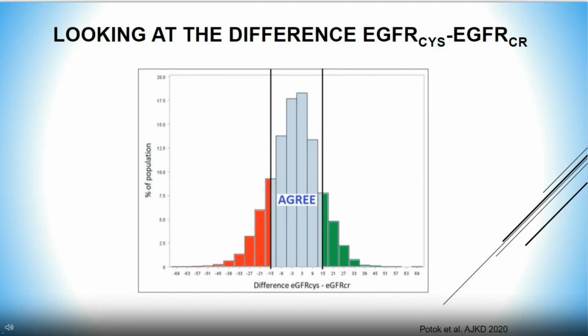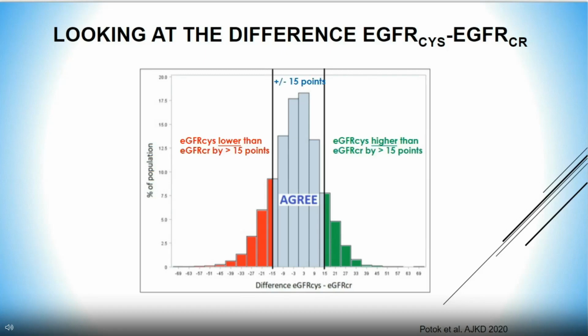And so we've been looking at this in various cohorts. This is an example of one of the cohorts where we kind of artificially decided that if the two GFRs are within 15 points of each other, we would consider that they're in agreement. And if they're more than 15 points different, then they would be different. So you can see here in the middle are those who have eGFR cystatin and eGFR creatinine that are within 15 points of each other.